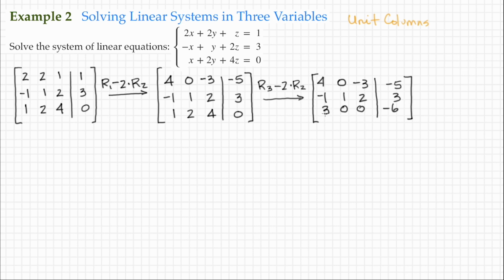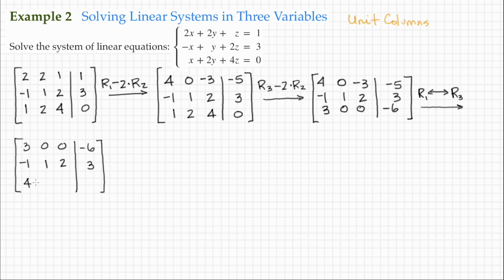And if you see right here, I have only one value in this row. And I want to go ahead and get that diagonal going. So what I'm going to do is swap out row 1 with row 3 here. So we'll do row 1, and this double arrow here means it's going to interchange with row 3. And then the result will be, we'll have 3, 0, 0. Our vertical line, -6. Close off our bracket. -1, 1, 2, 3, and then 4, 0, -3, and -5.